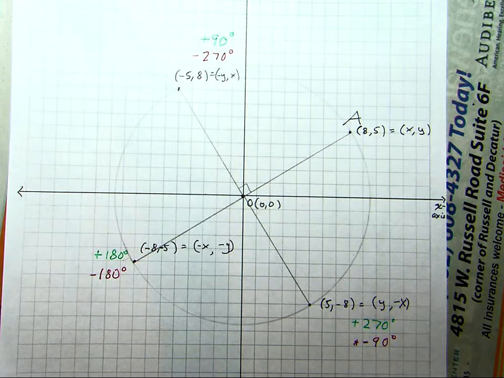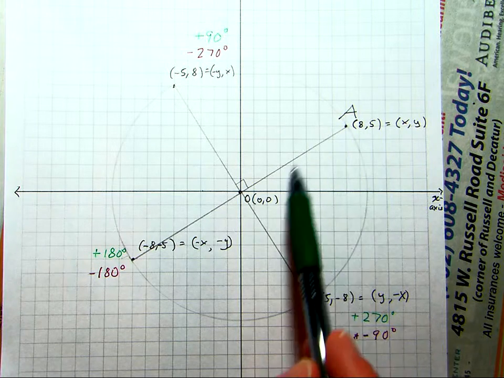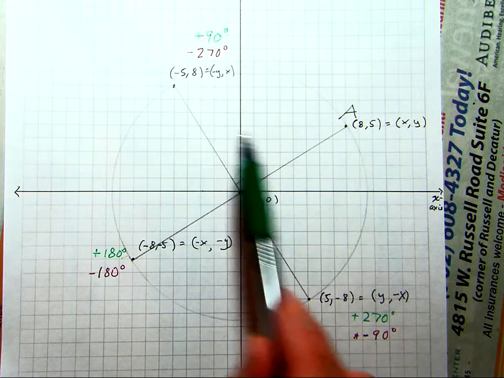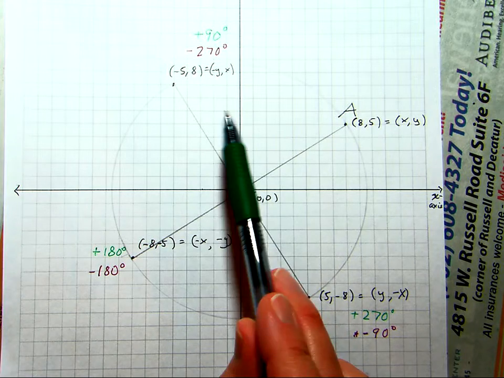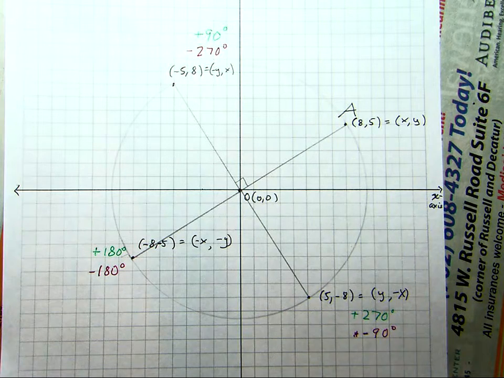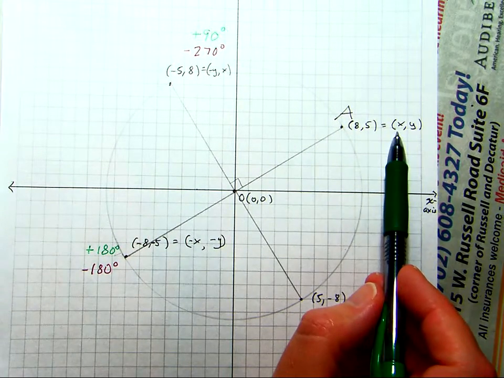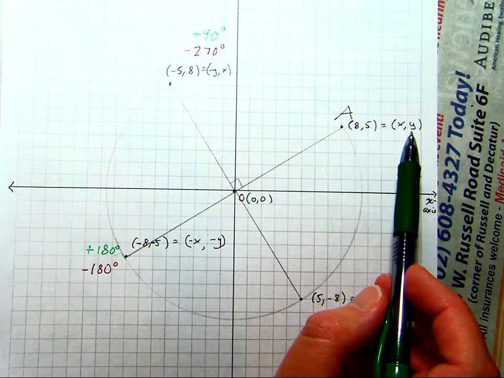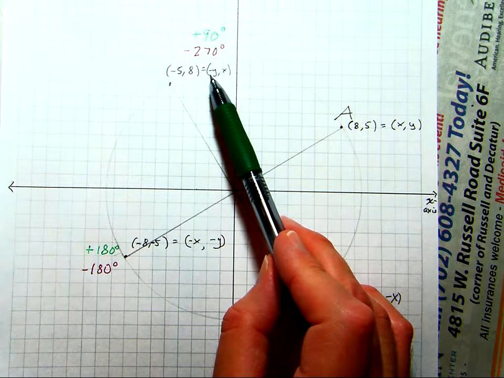I encourage you to double check the point locations on the graph. I also encourage you to do your own graph. In fact, you could use a point other than 8, 5, construct a line from O to A, find the perpendicular, draw the circle, and find out which points are at 90, 180, or 270 degrees rotation from A. You're going to find that regardless of what point you start with, let's call it X and Y, when you do a positive 90 degree rotation, you're going to end up with negative Y comma X.